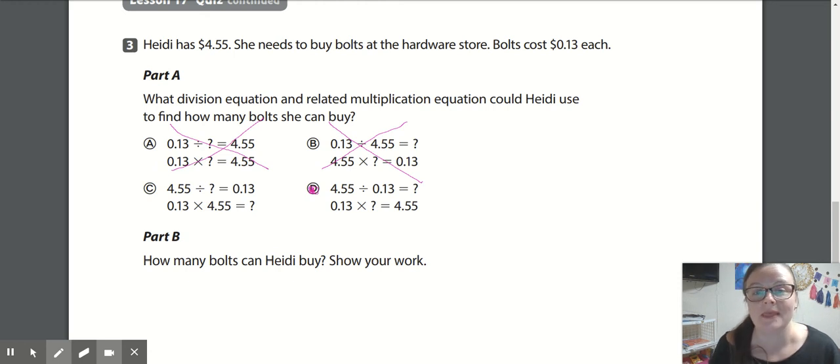So that pretty much wraps up our lesson. Just remember, when you're dividing with decimals, make sure that your divisor is a whole number. If it's not, you're going to have to move the decimal point, and if you do, you also do it to your dividend.